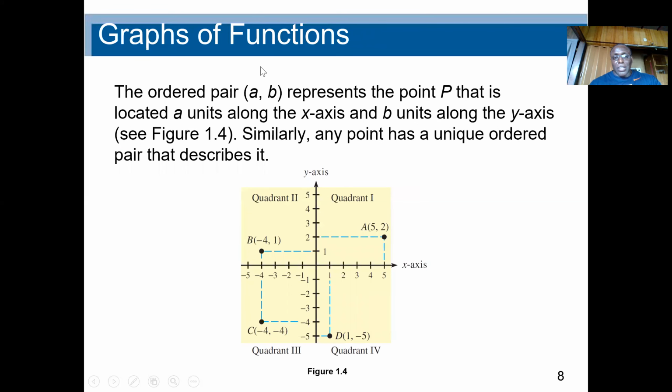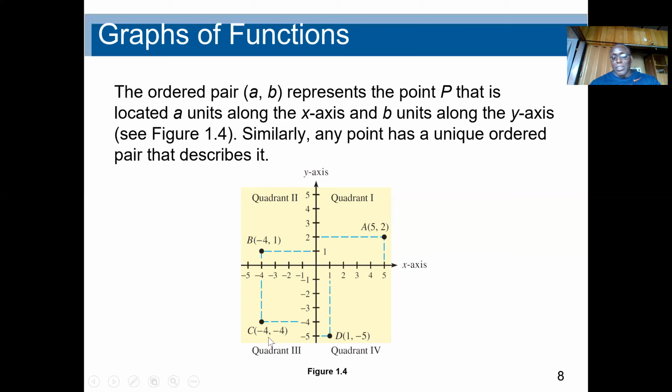So the idea of a graph of a function, maybe we know this already. This is our Cartesian plane. Here we have two dimensions, x and y values. So we have quadrants 1, 2, 3, and 4. In quadrant 1, both y and x values are positive. In quadrant 2, we can see that x values are negative, but y is still positive.